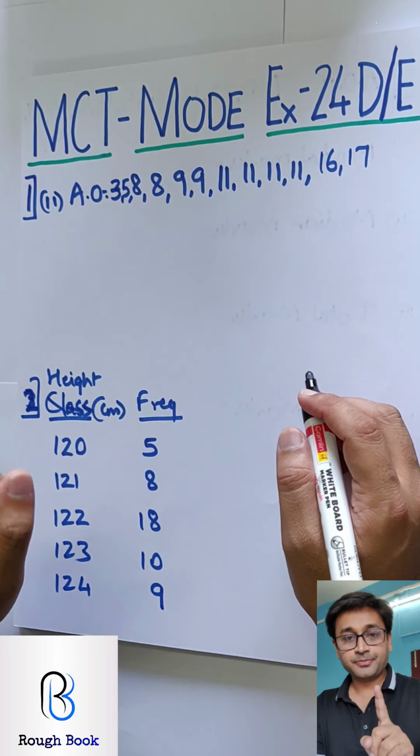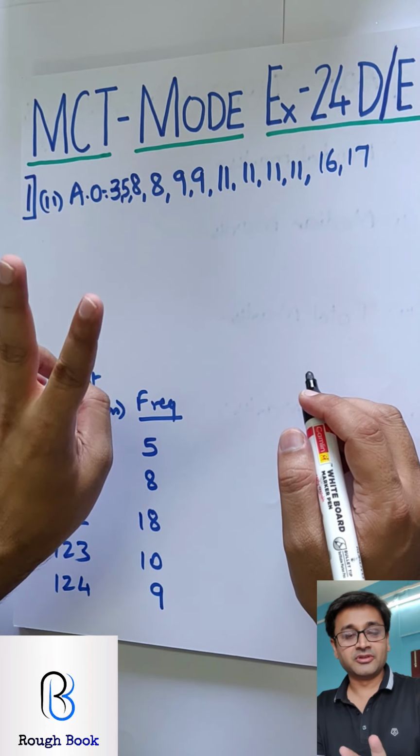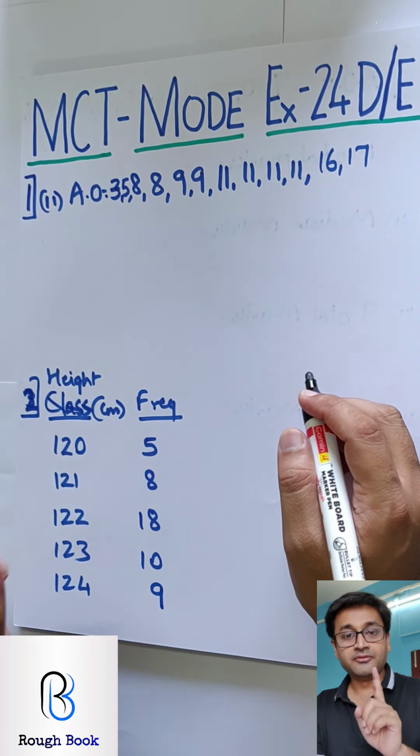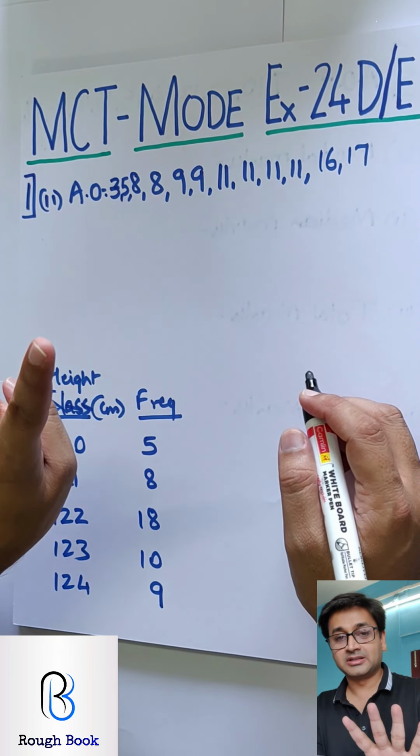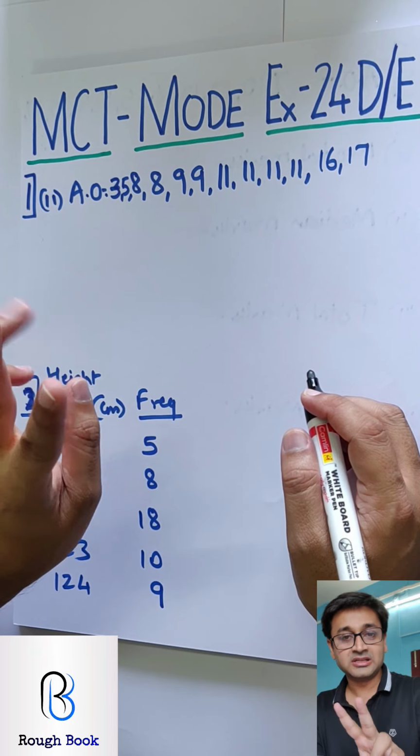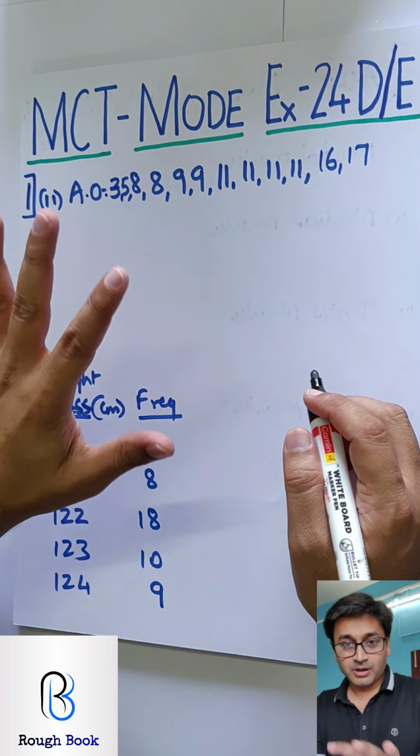So we did mean by three different methods, with two missing variables and one missing variable. Then we did median. In the median we understood how to draw the ogive and the four parts in median, that is median, the quartiles, above and below. I hope you remember all that.